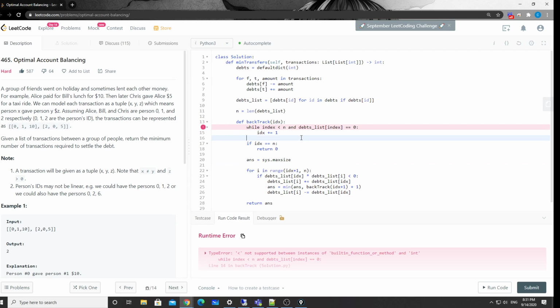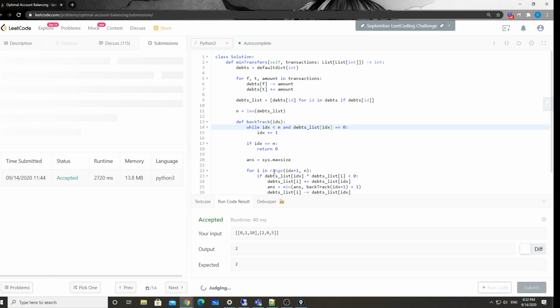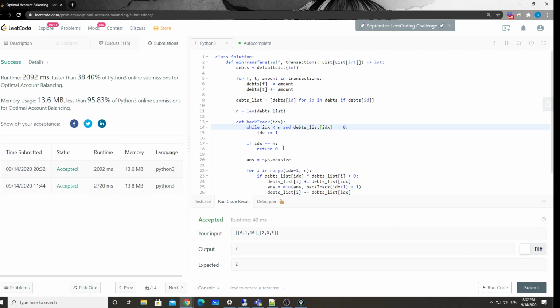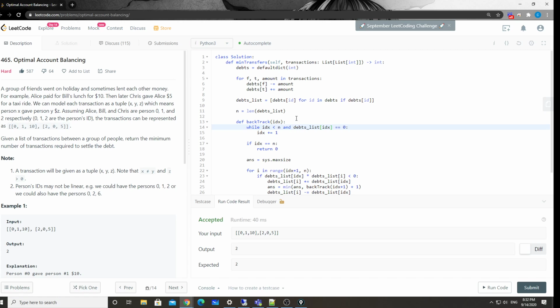Damn. Built-in function. Oh, sorry. IDX. Cool. So this one passed. Let's try to submit. Cool. So it accepted it, but it's not that fast. But I think at least it works, right?